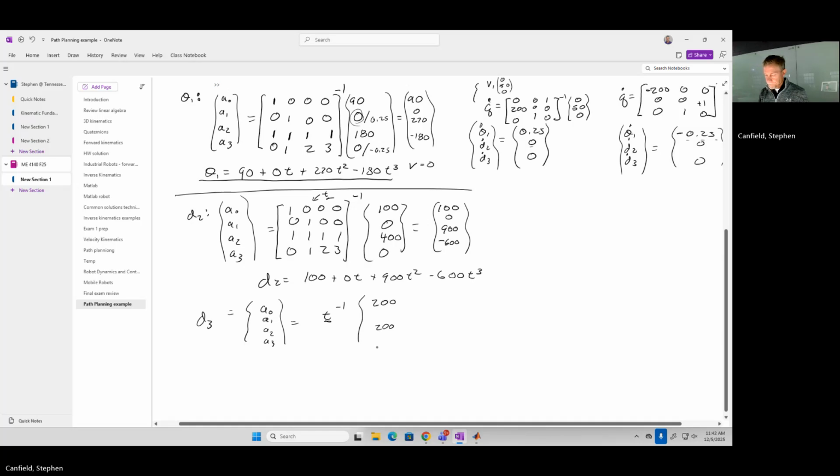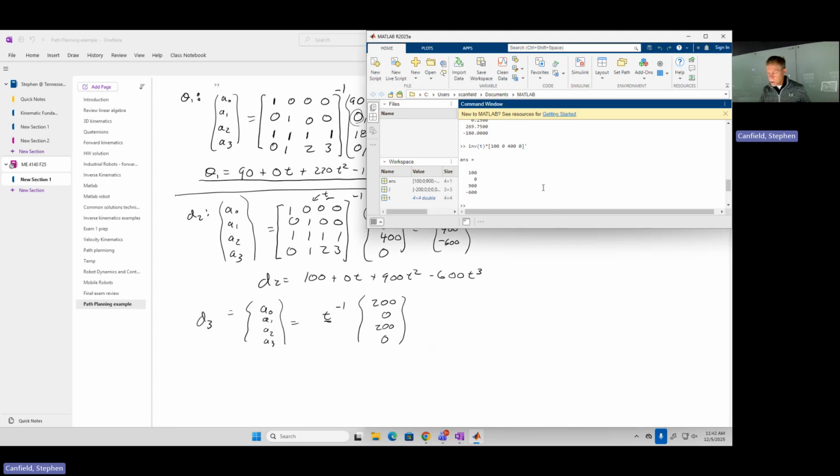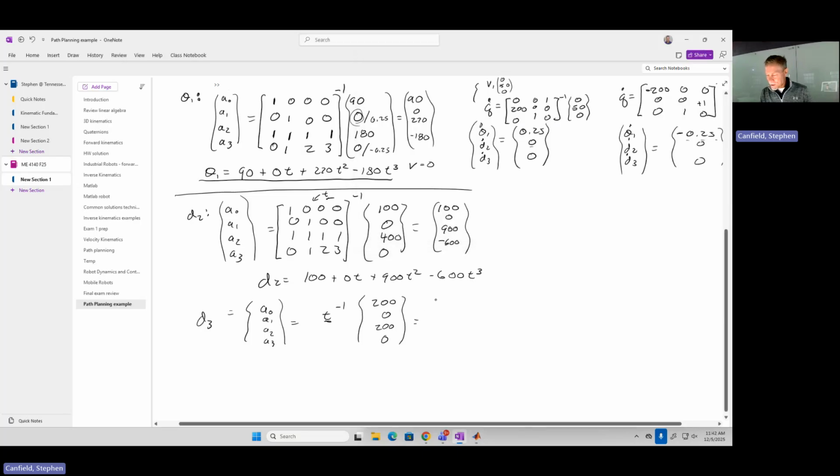Okay. And the velocities we saw for those were also 0. So I'm going to come over here to our solution. I need to make this 200, and this 200. And that just gives me 200. It's always 200. It doesn't move. So that's 200, 0, 0, 0. Okay. There's a little bit in the Jacobian that I feel like I need to track down. But in terms of method, we're seeing the method work out here. So D3 is 200 plus 0 times t plus 0 times t squared.